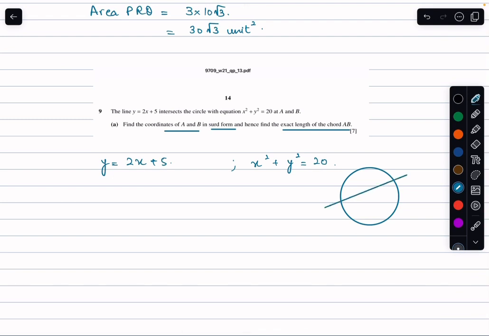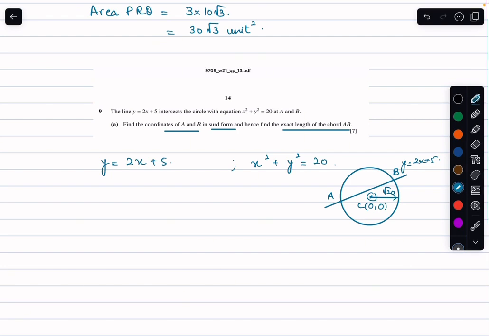Let's say that's the line which represents y equals 2x plus 5, and the circle is x squared plus y squared equals 20. That means the center needs to be at the origin, and the radius shall be under root 20. So this is one thing that I know from the given equation. The circle and the line intersect at points A and B. We need to find the coordinates of A and B, and then we need to find the length of AB.